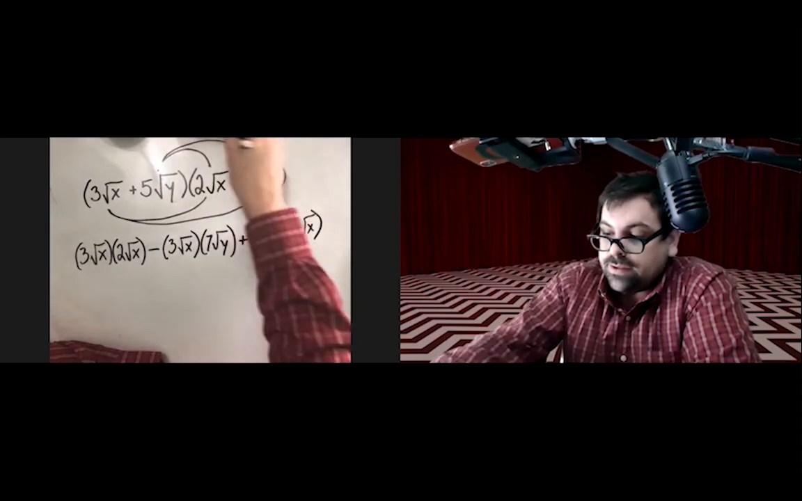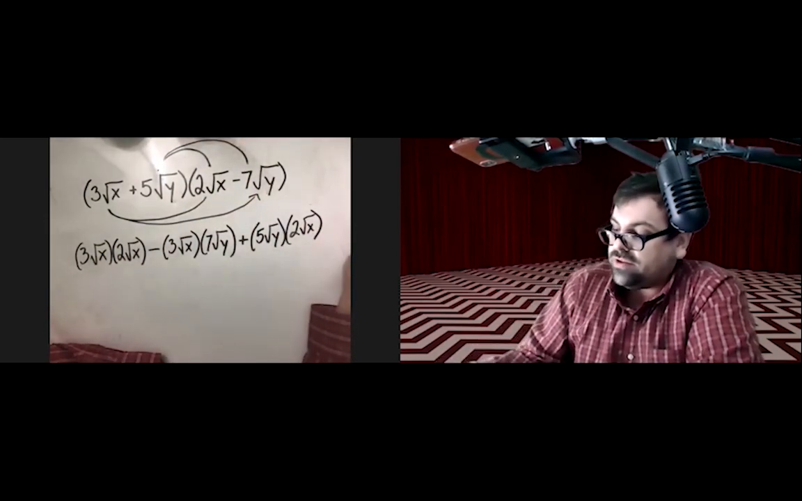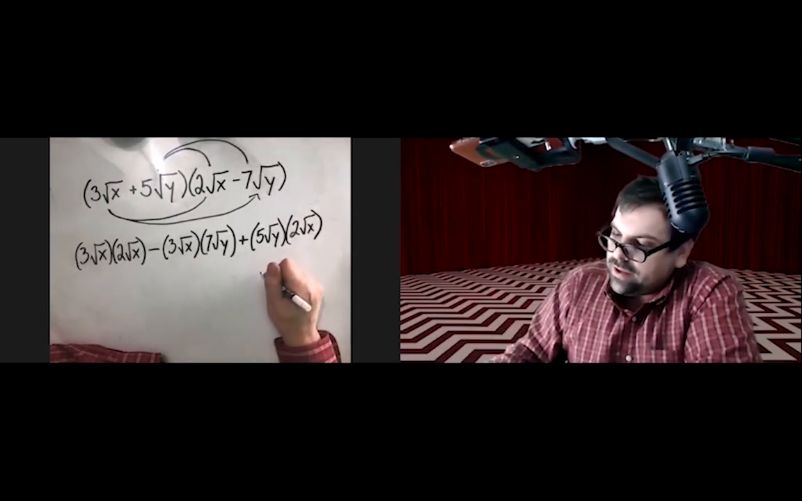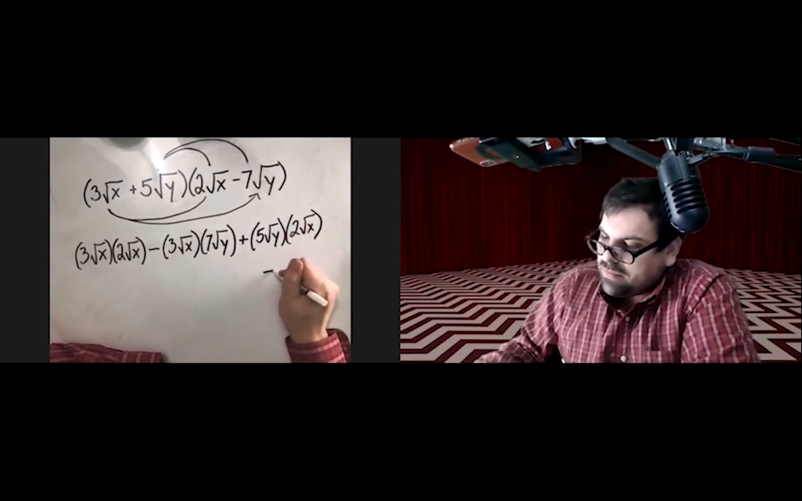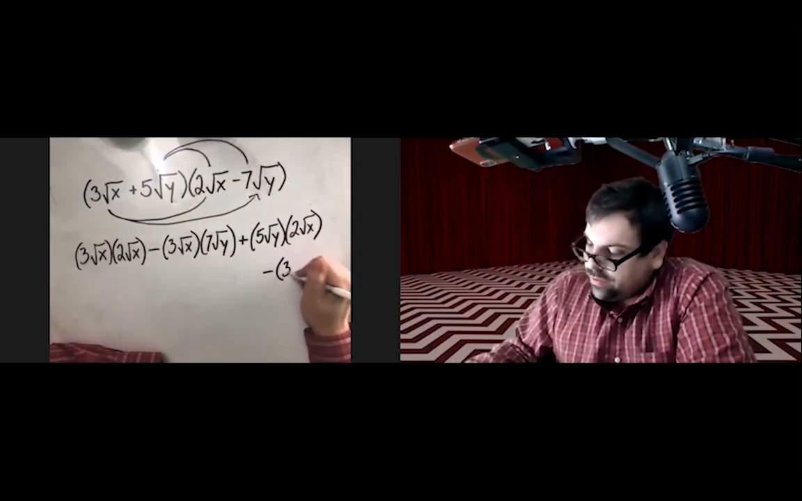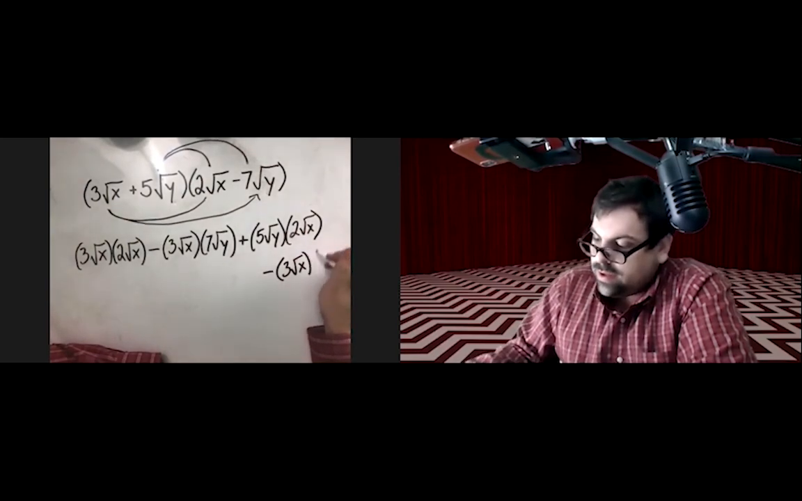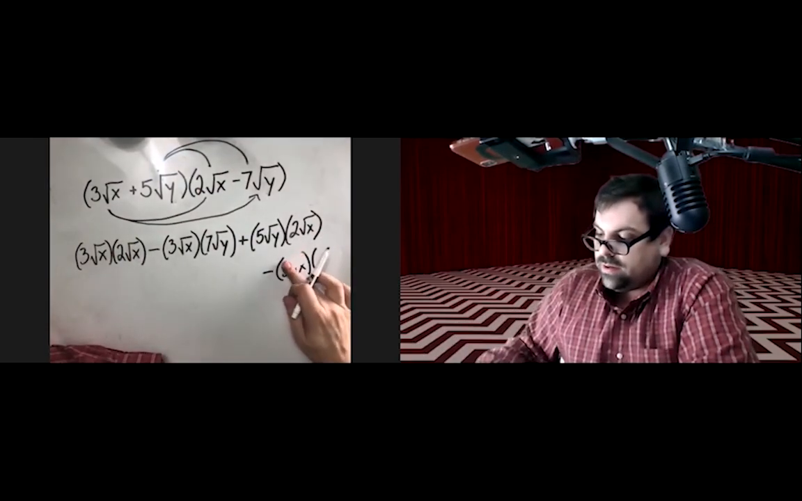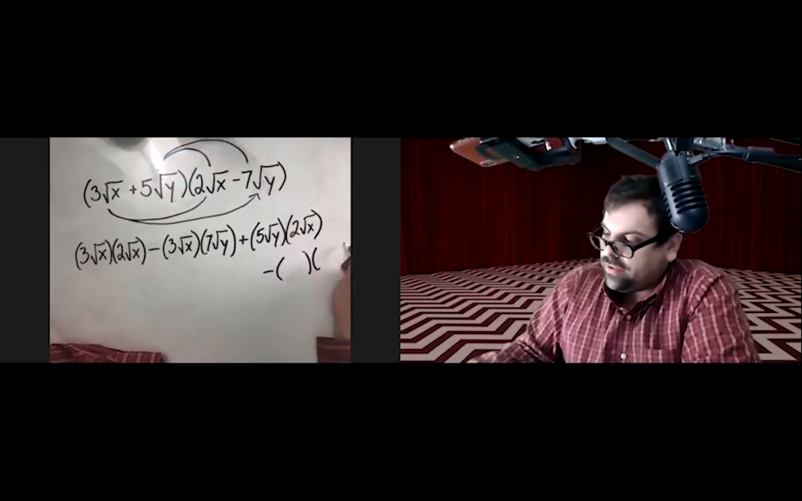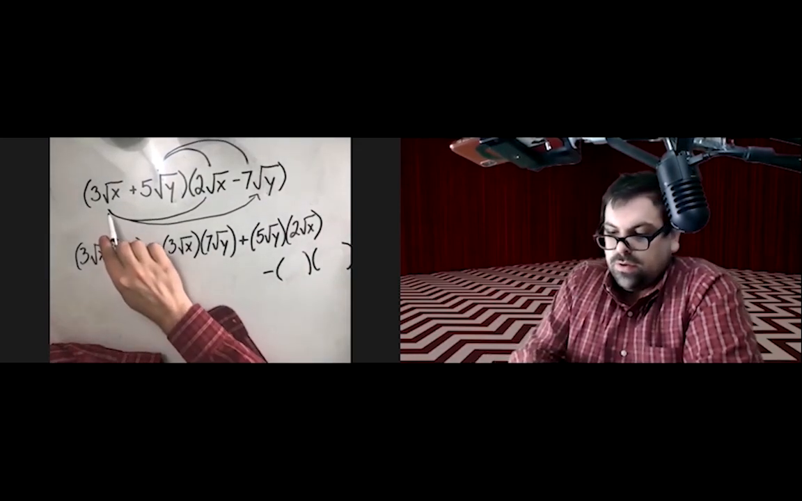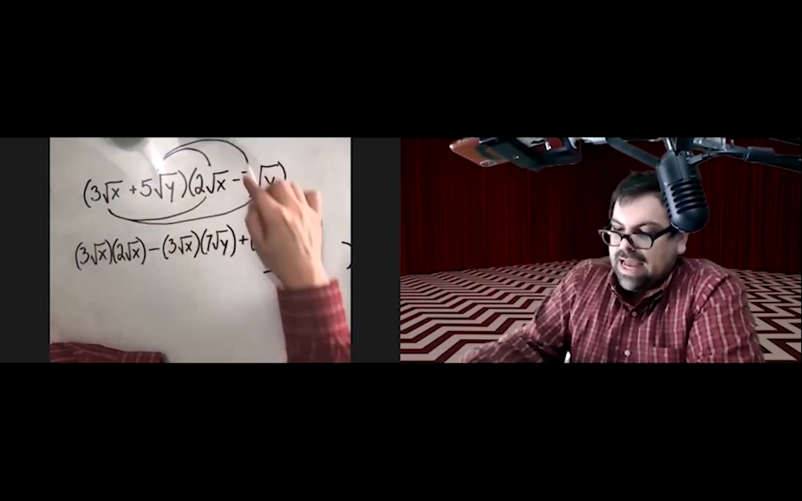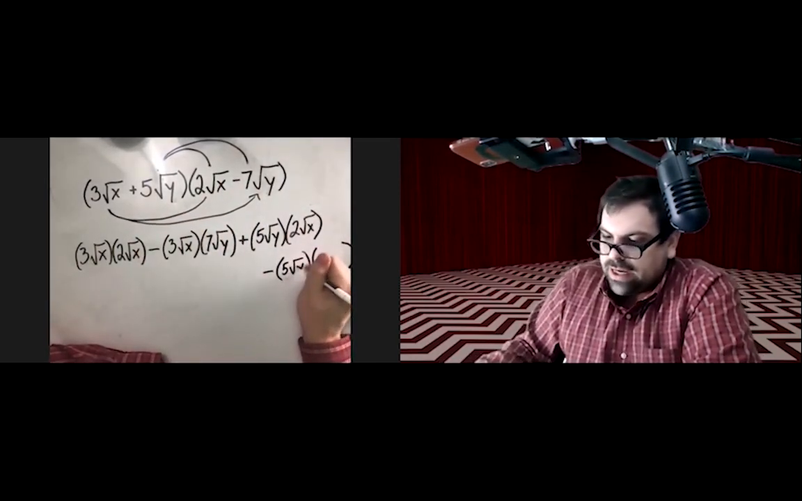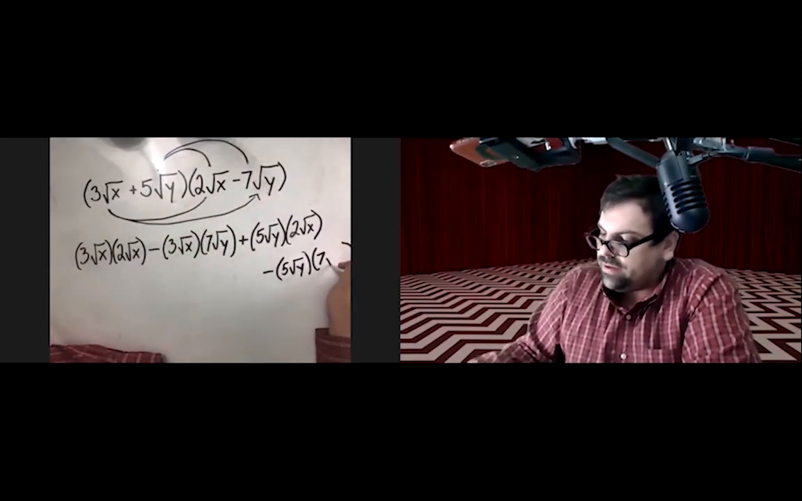And then last, if you have more room off to the right of your page, please write it next to it, but I'm going to put it here. Oops, sorry. Not the 3 radical x. First, outer, inner, we're doing last. Positive times negative is negative. 5 radical y times 7 radical y.